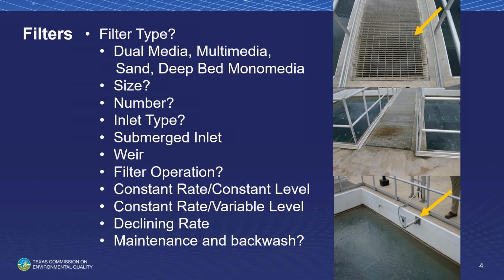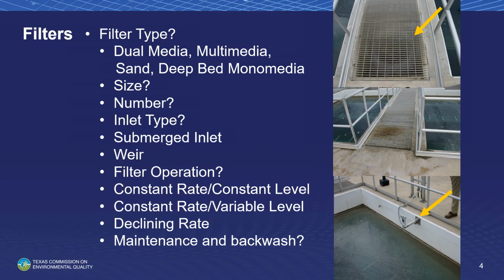There's actually now deep bed monomedia, especially at plants that are feeding ozone and want to do biological filters. They may have some really coarse anthracite in there and have a filter depth of 6 to 8 feet, okay? You can't convert a conventional multimedia filter into a deep bed monomedia because the backwash troughs aren't at the right elevation, okay? So there are some limitations about what you do.